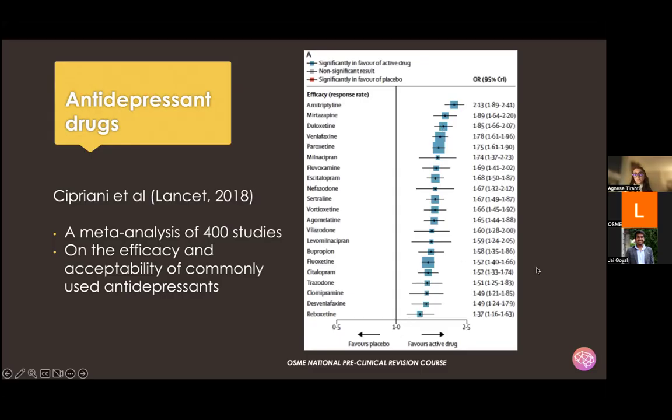less so than fluoxetine. And I recommend looking at this article so that you can compare efficacy and acceptability, because some of the highly efficacious drugs have low acceptability and vice versa, which matters in a clinical setting for which one would you prescribe.